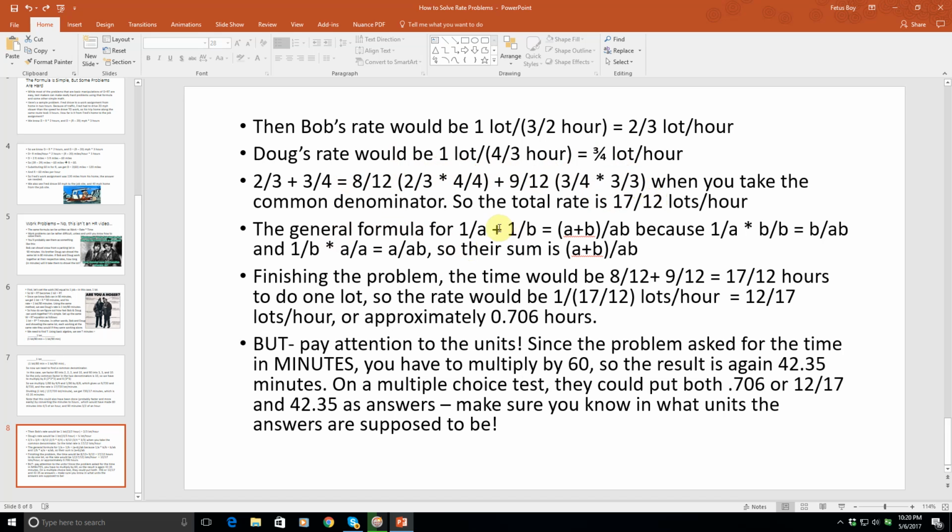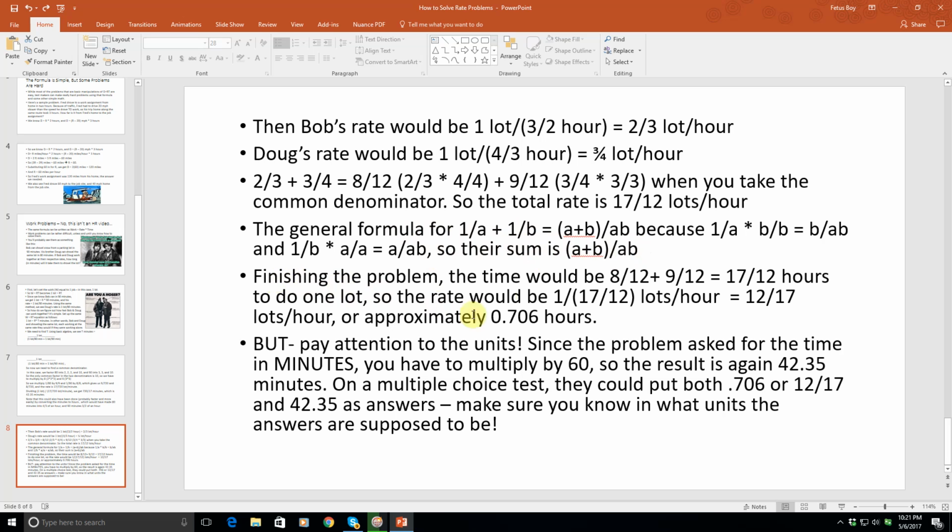So the general formula for 1 over a plus 1 over b, by the way, is a plus b over ab, because 1 over a, you could multiply that times b over b to get a common denominator with b, so you end up with b over ab, and 1 over b times a over a equals a over ab, so their sum is going to be a plus b over ab. So that's what you could have done with the 1 over 80 and 1 over 90 if you knew this, but you didn't, did you? Ha, well, now you know.